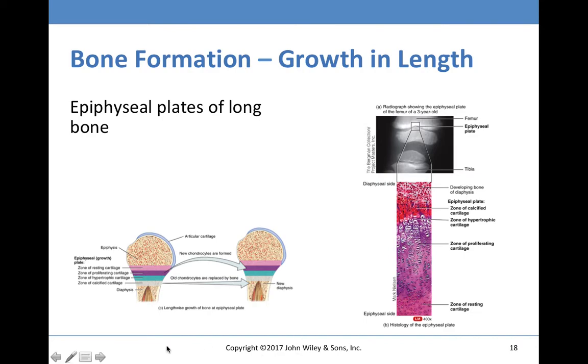We have the zone of our resting cartilage. We have the zone of our proliferating cartilage. Then the zone of our hypertrophic cartilage. And then the zone of the calcified cartilage. So the zone of the resting cartilage is going to be nearest to the epiphysis, whereas the zone of the calcified cartilage will be closest to the diaphysis.